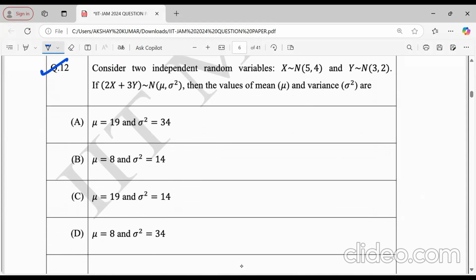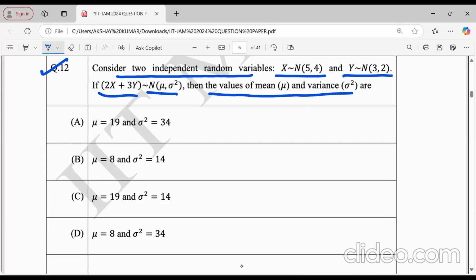Question number 12. Consider two independent random variables. We are given that x follows a normal distribution with mean 5 and variance 4. And y follows again a normal distribution with mean 3 and variance 2. Then 2x plus 3y itself also follows a normal distribution. Remember the reproductive property of normal distribution. Any linear combination of two normal variables will also follow a normal distribution. We need to find the mean and the variance of 2x plus 3y. So I'm going to use the properties of mean and variance to solve this.